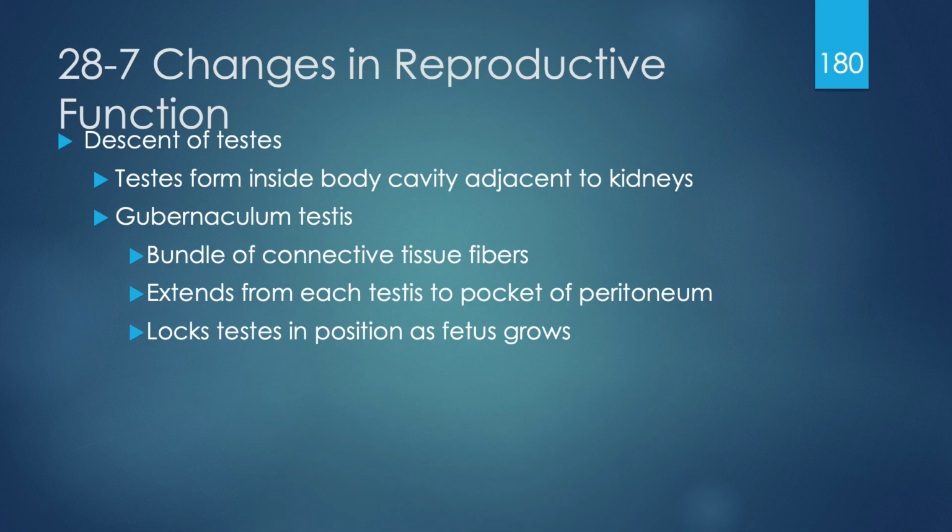Now let's discuss the descent of testes. So testes originate inside the body cavity near the kidneys. And the gubernaculum testis is a bundle of connective tissue fibers that stretches out from each testis to a pocket of peritoneum, and it holds the testes in place as the fetus grows.